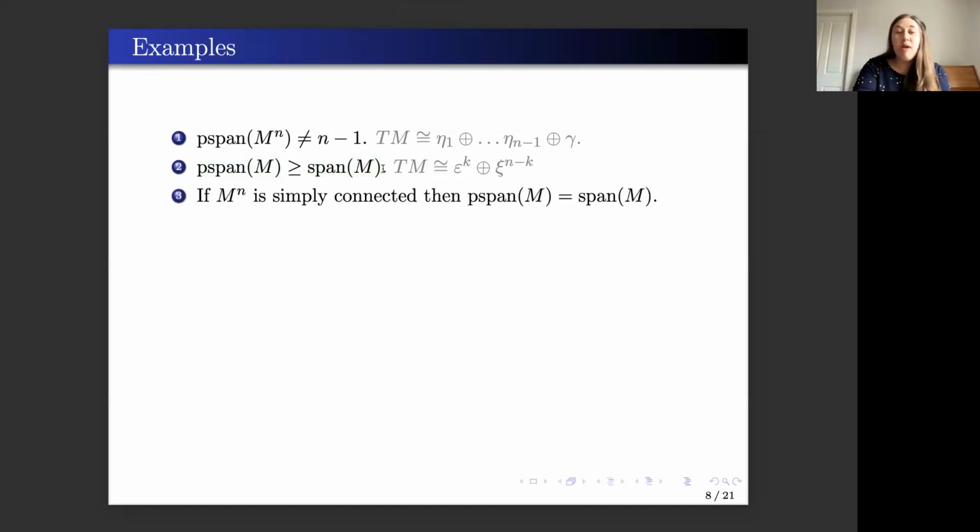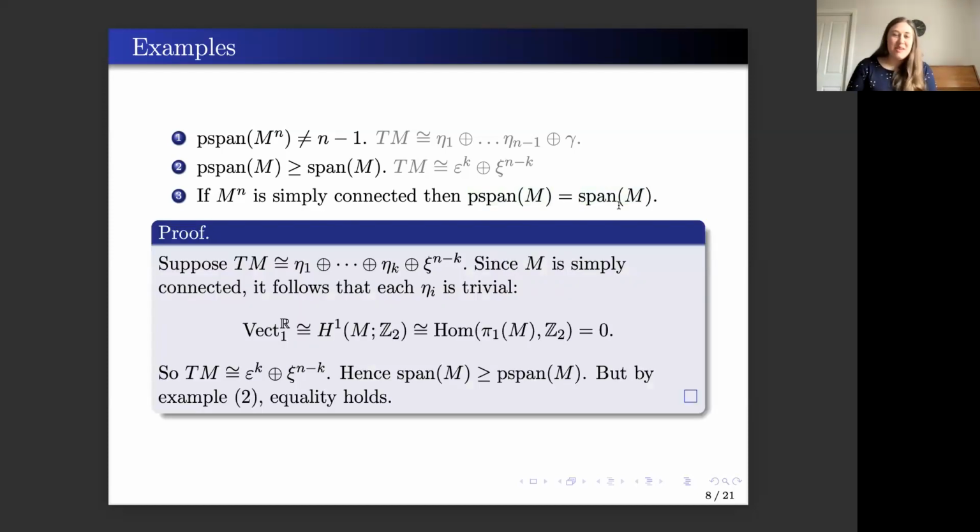This is also a really powerful but very simple observation. If M is simply connected, then the pspan is the same as the span. So this is very, very useful for, say, spheres, right? Spheres are simply connected. And because the span of spheres has been calculated, this is a huge problem, we automatically know the pspan. So I'll just quickly try and convince you of this. It's kind of a nice little argument.